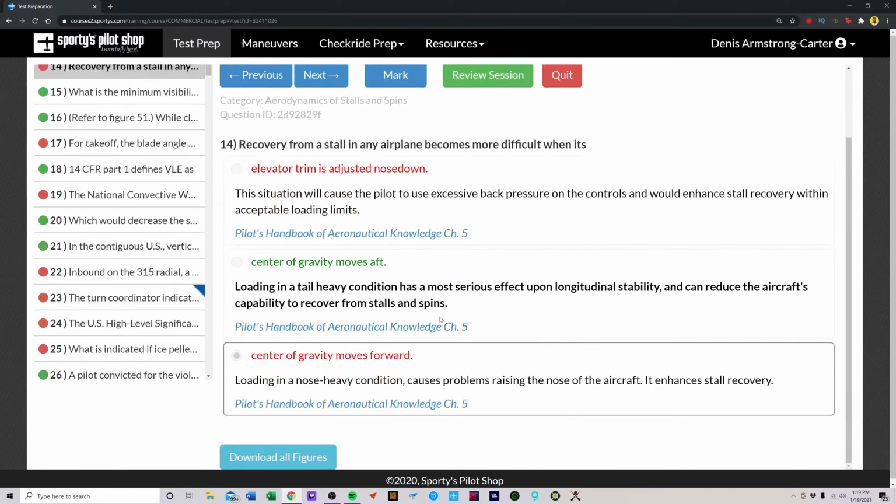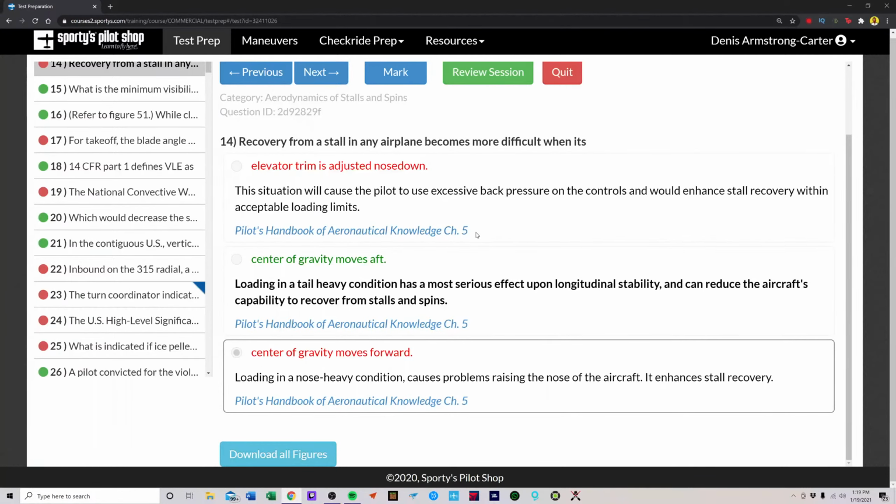So recovery from a stall in an airplane becomes more difficult when the center of gravity moves aft. So actually, let's see. It's actually the center of gravity aft. I did not know that. Loading in a tail heavy condition. Oh, that makes sense. Tail heavy. It's going to be going up and down. Yeah. Makes sense. All right.